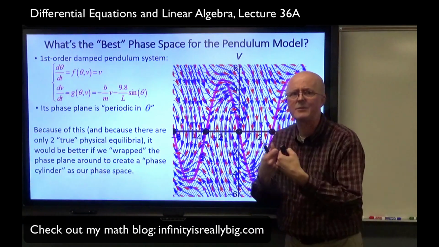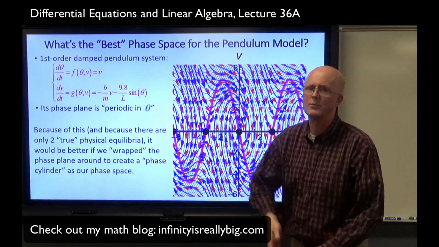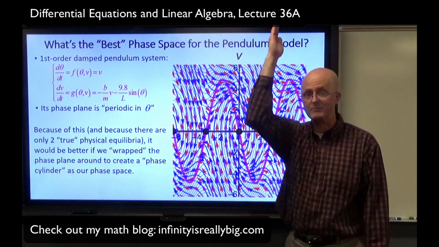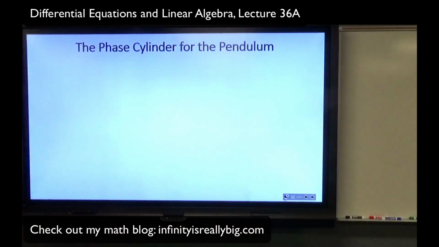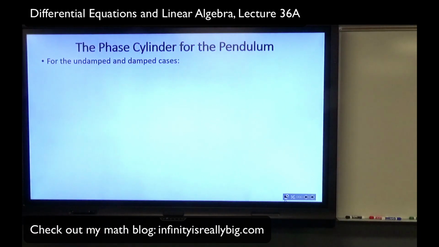else. You'd have a phase cylinder that would only have two equilibrium points. And those two equilibrium points would represent straight down and straight up. This one being stable, this one being unstable. What would the phase cylinder look like? Some very pretty pictures here. For both the undamped and damped cases, we could do it.